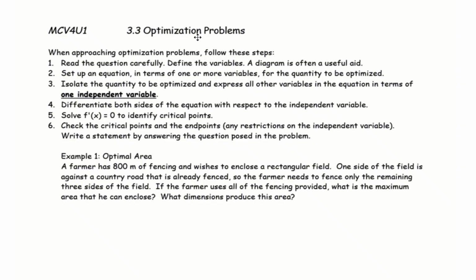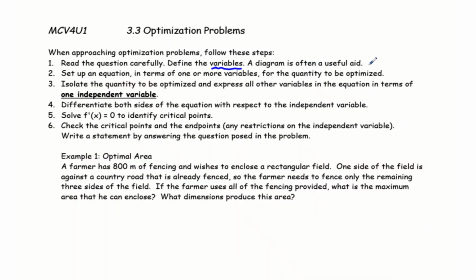When you see optimization, you are looking for the best or worst scenario, an extreme situation. So when we solve this type of question, follow these steps. First, read the question carefully and define the variable. If the equation is not given, we have to introduce variables in order to set up the expression for the function, and from there we can find the derivative.